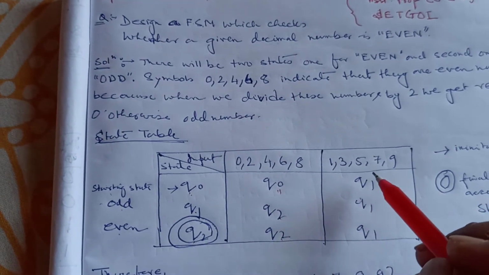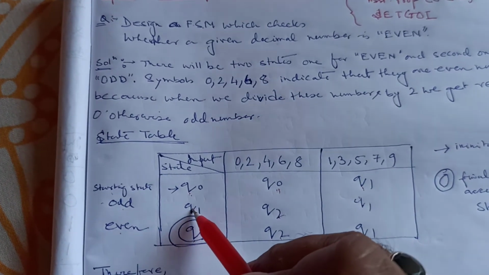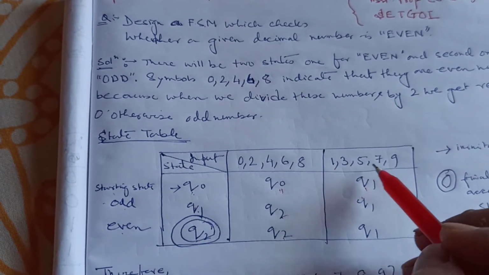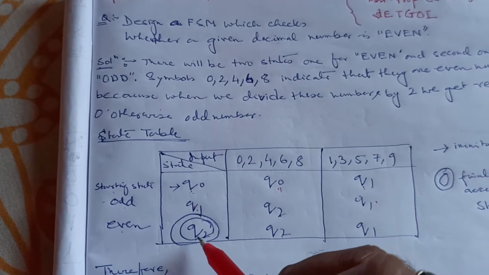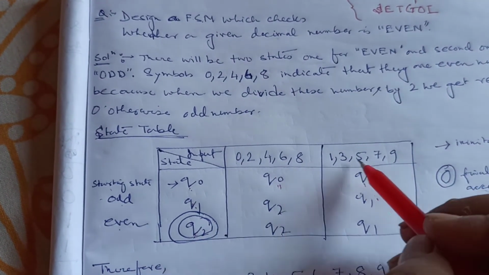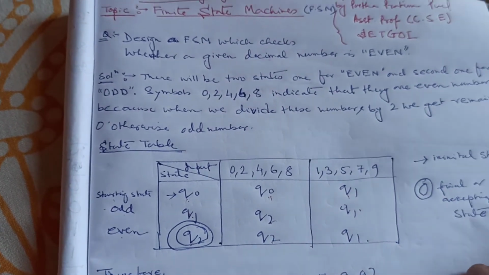Now for 1, 3, 5, 7, 9, suppose you are in state Q0, if you get 1, 3, 5, 7, 9 as input, you will switch to Q1 state. Suppose you are in Q1 state and you get 1, 3, 5, 7, 9 as input, you will stay in Q1 state. Suppose you are in Q2 state and you get 1, 3, 5, 7, 9 as input, you will move to Q1 state. Okay, clear?